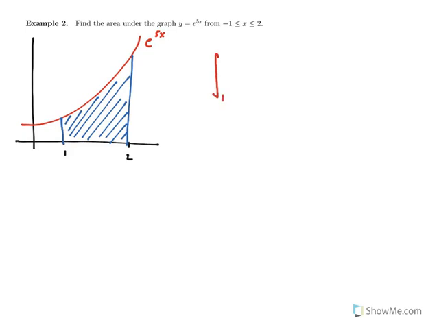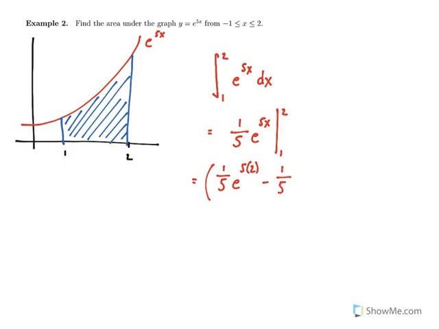as the integral from 1 to 2 of e to the 5x dx. And this is one of our antiderivatives that we have a nice formula for. This is going to be e to the 5x, so we're going to divide by that 5. We're going to evaluate from 1 to 2, which means that we're going to write this as 1/5 e to the 5 times 2 minus 1/5 e to the 5 times 1, using the fundamental theorem of calculus.